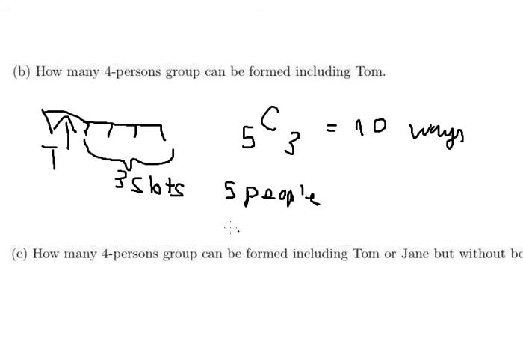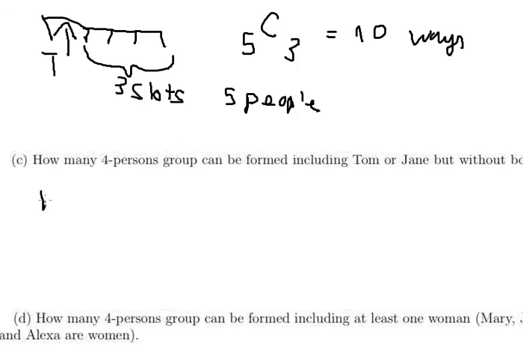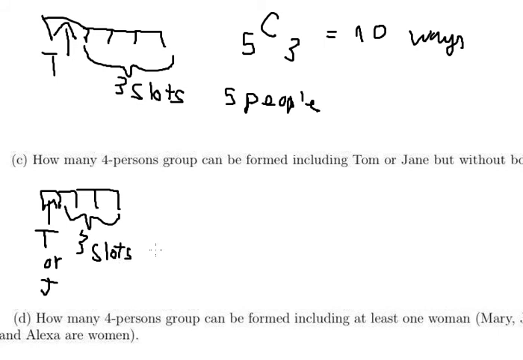Question C: how many 4-person groups can be formed including Tom or Jane but without both? In this situation, we can select Tom or Jane, but not both. So we have 3 slots here. Because we don't have Jane in this location or Tom in this location, we have only 4 people.